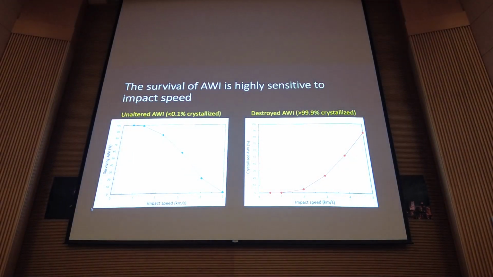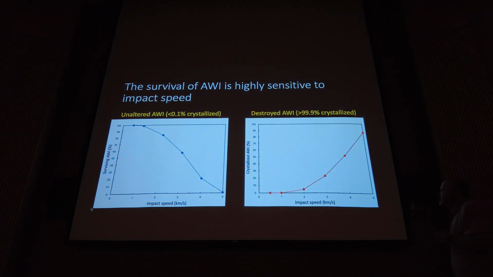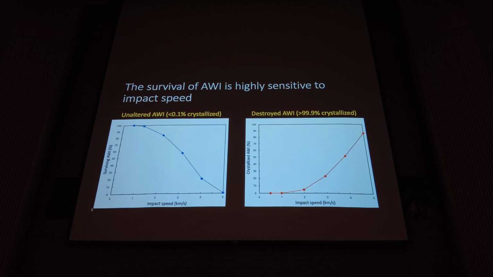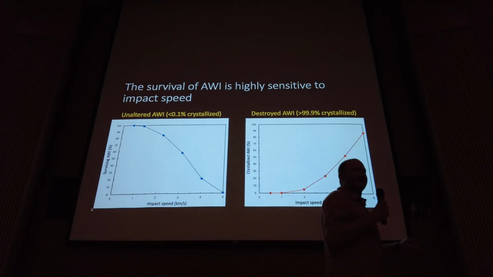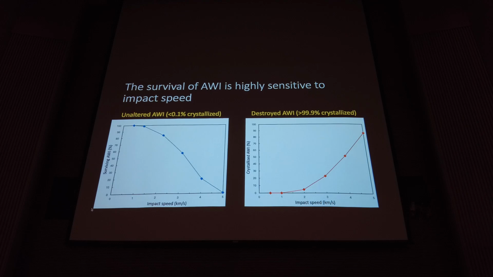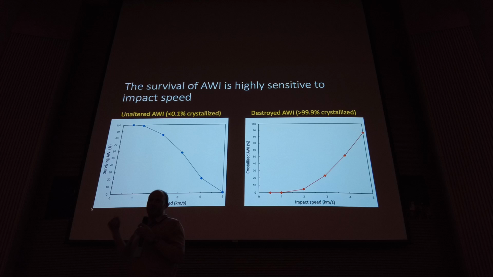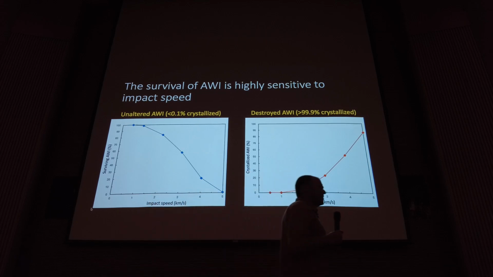And so what we find is that the survival of amorphous water ice is highly sensitive to impact speed. So on the left, I'm plotting how much amorphous water ice is completely unaltered. And by that, we define it as less than 0.1% crystallized. So nearly all the amorphous water ice that was there would still be there, versus destroyed AWI is 1 minus that. It's how much is completely lost, greater than 99.9% crystallized. And so there's this very sensitive trend right around a few kilometers per second where we go from nearly all of the amorphous water ice surviving to nearly all of it being destroyed.